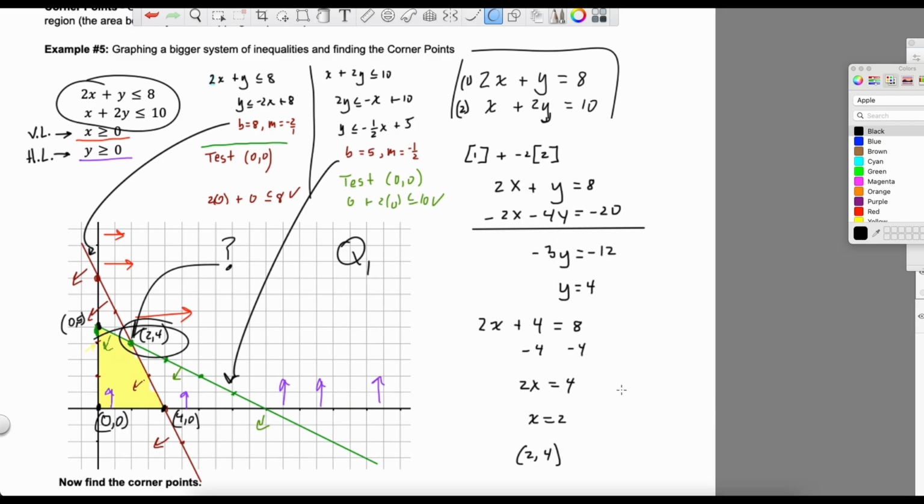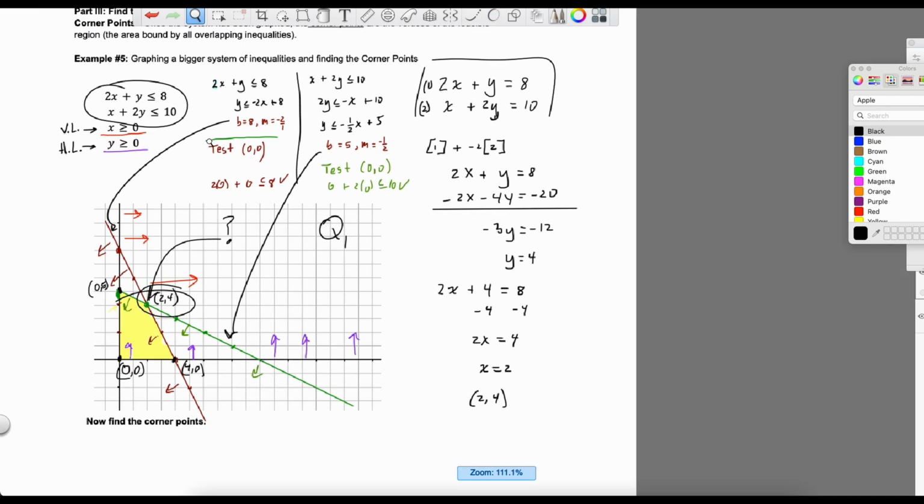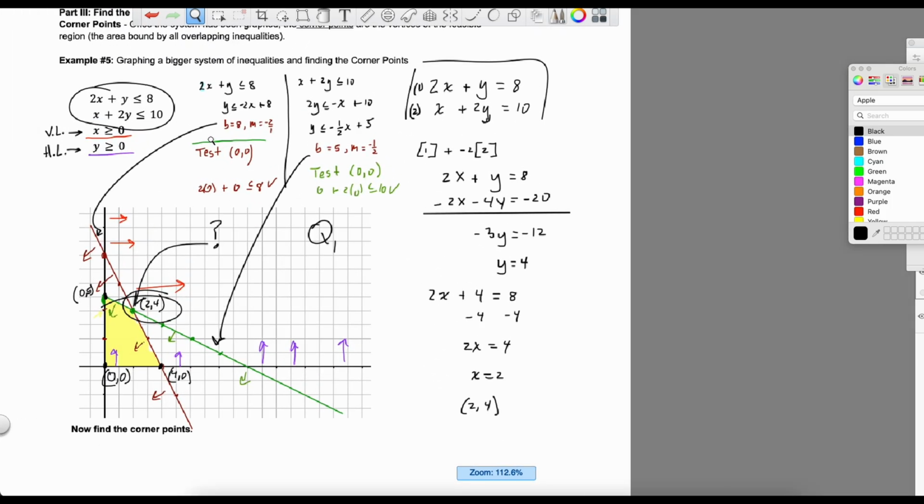And there it is right there. We can see it. Okay, so that's how we find the corner points.